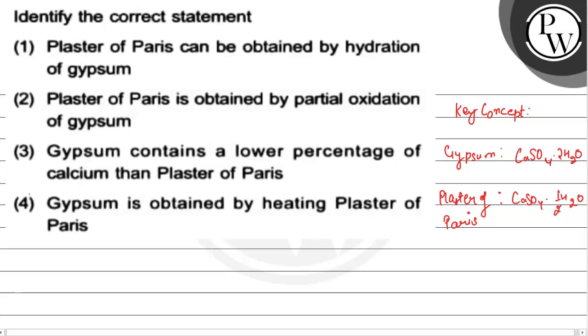Let's write the reaction. So we know that when plaster of Paris, that is calcium sulfate hemihydrate, is mixed with water, it forms gypsum, that is calcium sulfate dihydrate. To balance this equation, we have to use coefficient 3/2 with this water molecule. So this is how gypsum is formed from plaster of Paris.